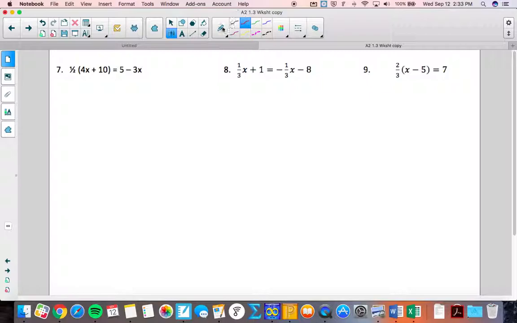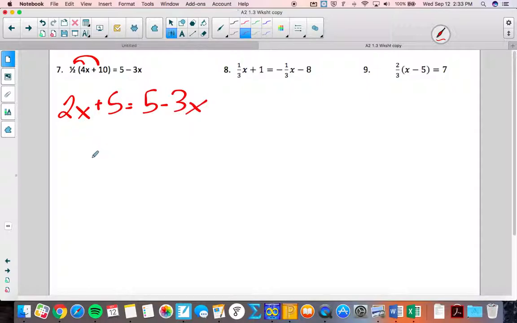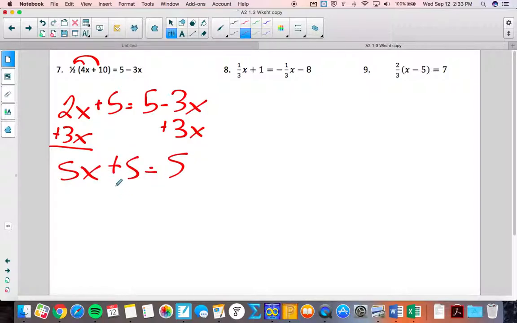Alrighty, let's keep rolling. So here, we distribute the 1/2 through, so you're taking half of 4, that's 2. Taking half of 10, that's 5. I have to distribute first, which I've done. So now I like to get rid of the side with the smaller coefficient because I've noticed that there's x's on each side, so I get 5x plus 5 equals 5. That's going to be funny. So we undo adding 5 by subtracting 5. We get 5x equals, what's on the right side?